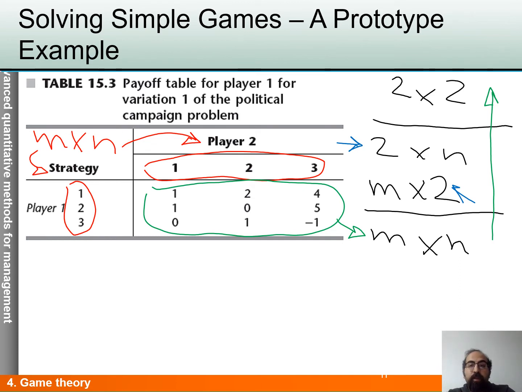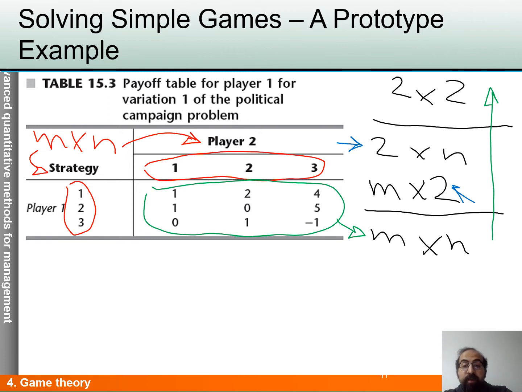As you remember, I told you we have only one payoff table, okay, that reflects the strategies of both players.